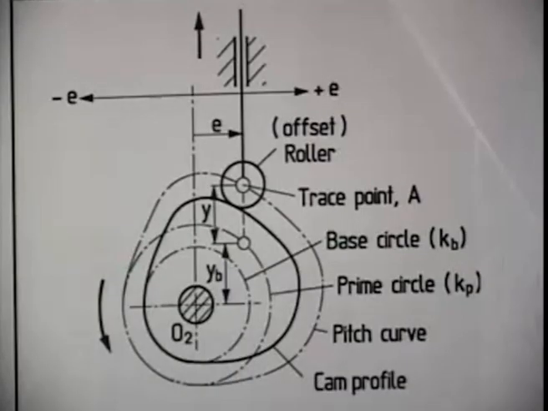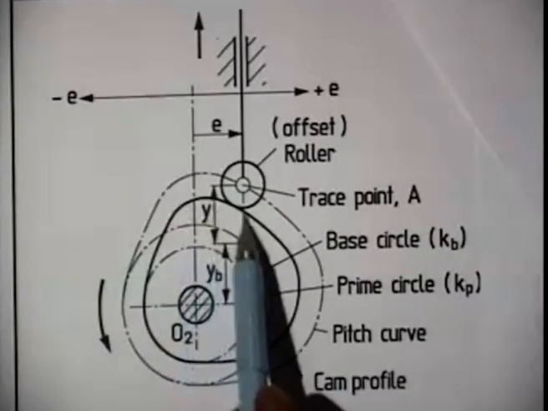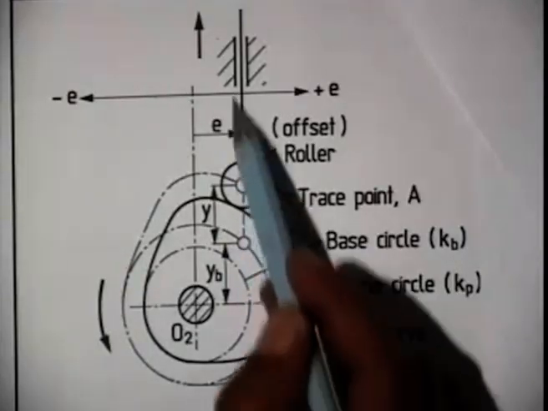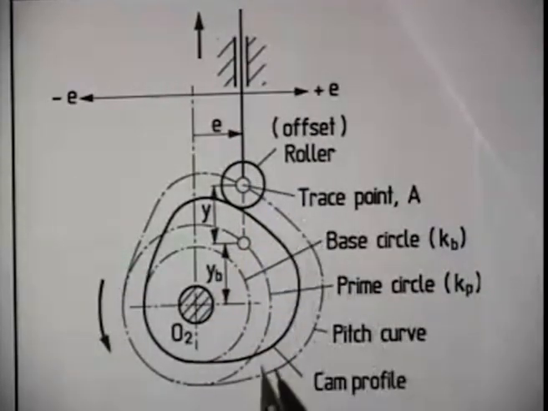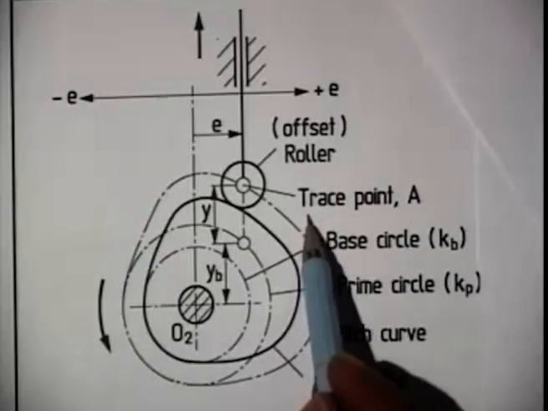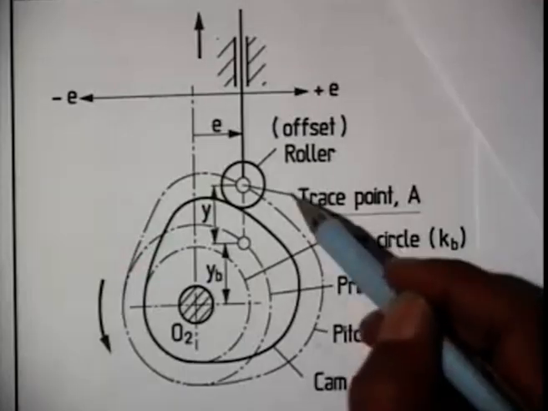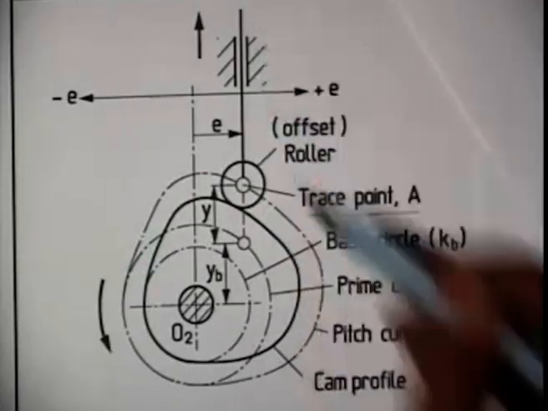reference to a roller follower. As we see, this is the cam profile, this is the roller, and this is the follower axis. So, we have defined trace point, that is the center of the roller. The movement of this particular point describes the movement of the follower.